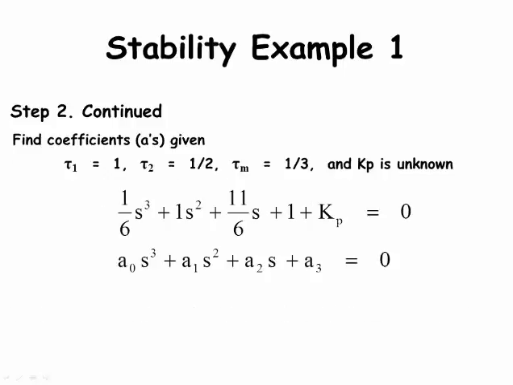Now we need to find the coefficients a0, a1, a2, and a3. We are given tau 1 equals 1, tau 2 equals 1/2, and tau m equals 1/3. Kp, the proportional gain constant, is a variable. It is okay to have one variable. After plugging in the numbers, we get the values for a0, a1, and a2. a3 is equal to 1 plus Kp.